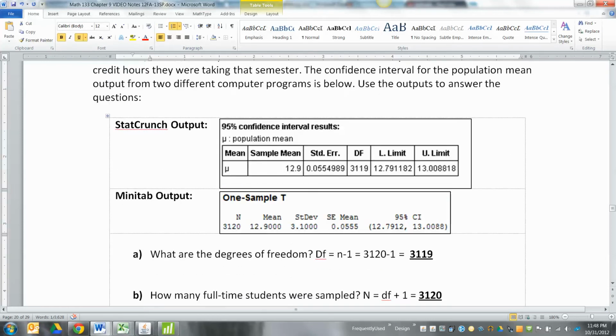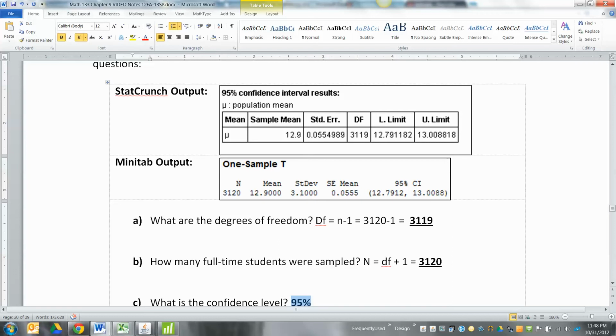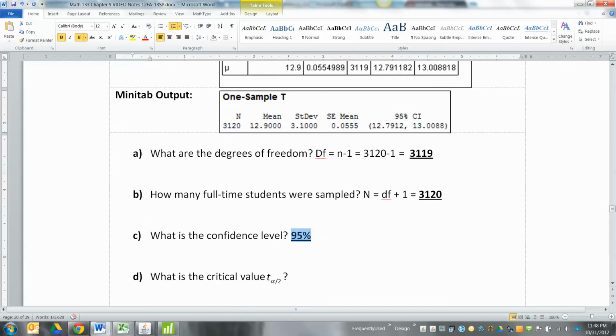What's the confidence level here? Well, that's 95% because, right, we have 95% right here. It says it right up at the top. That's our confidence level. If you're looking at Minitab, it says it right over here above the confidence interval. CI stands for confidence interval. So right there, it tells you it's 95%.